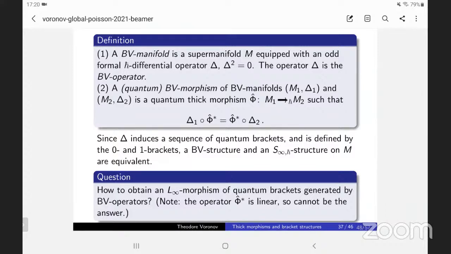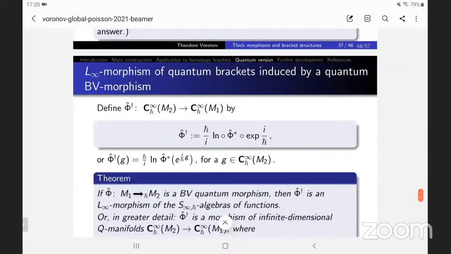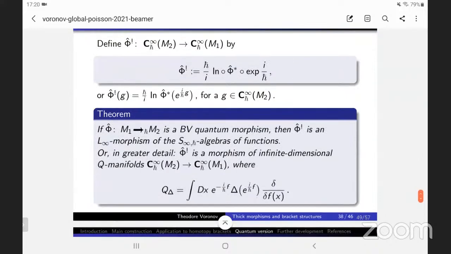Question: what is the relation of that to brackets? We want an infinity map for brackets. Obviously, we cannot get an infinity map from something linear. We again have the same problem. Integrals are linear mappings. But there is a funny way of doing that. You can put this linear mapping, this integral, between two non-linear ones. You can first take the exponential and then take the logarithm.